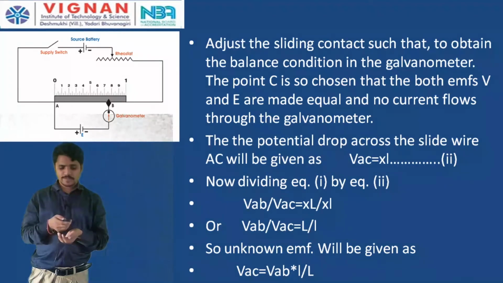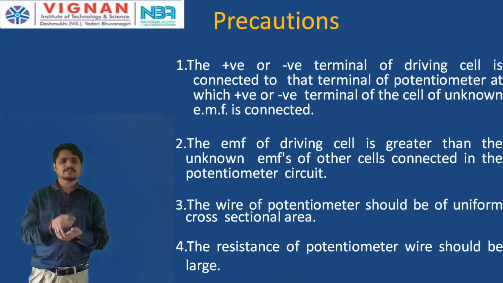So therefore, we must take care that the positive terminals of the batteries are connected together and the negative terminals of the batteries are connected together with the help of a galvanometer. So this is the first precaution to measure the unknown EMF by using the potentiometer.